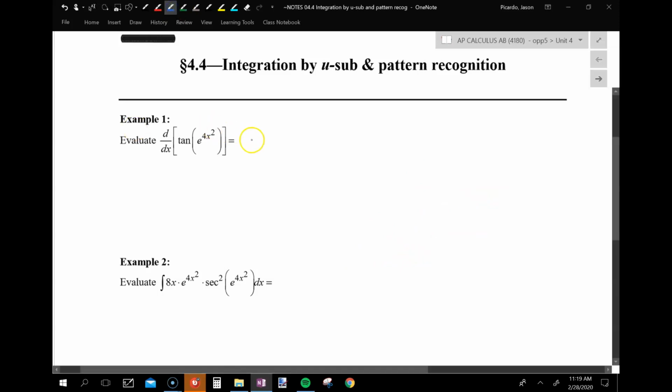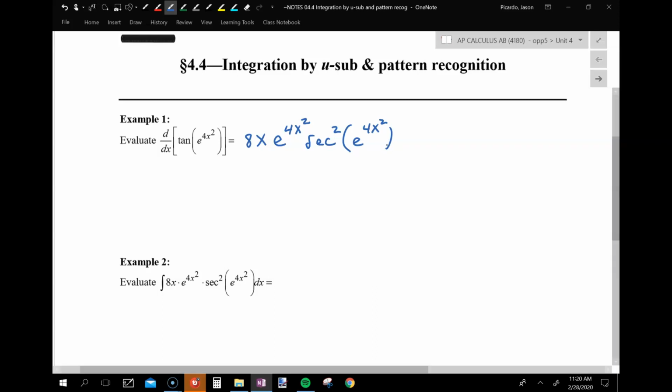All right, so we go the innermost, 8x. All right, then we go to the e. Well, how do we differentiate something e to the x? It's e to the x. All right, and what is the derivative of tangent? Secant squared. So then it's secant squared of the interior.